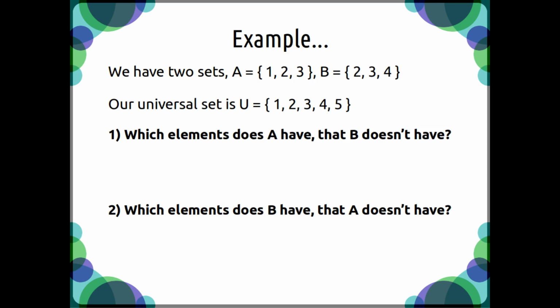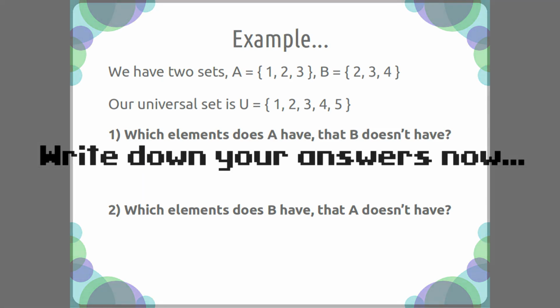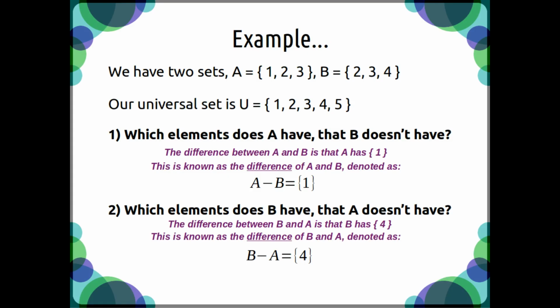Next, which elements does A have that B doesn't have? And which elements does B have that A doesn't have? A has the element 1 and B does not. This is known as the difference of A and B, denoted in this way. B has 4 and A doesn't have that one, so this is the difference between B and A, which is denoted in this other way.